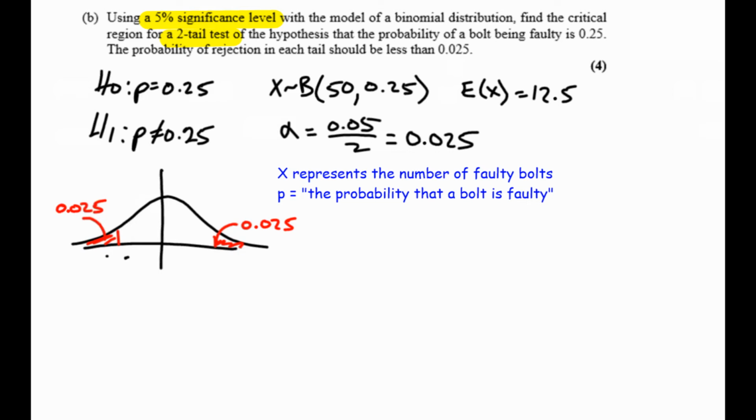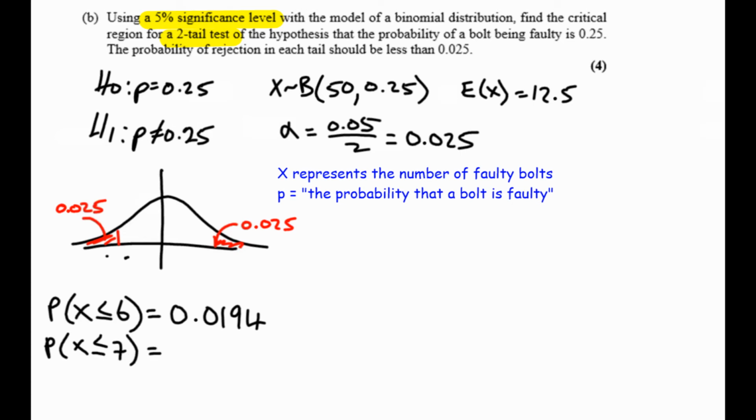So either using the tables or calculators, let's try and hone in on some sensible values. All right, probability that X is less than or equal to 6. To 4 decimal places, that's going to be 0.0194. So that is definitely inside the critical region. Let's check one value above. So we're going to check X is less than or equal to 7.